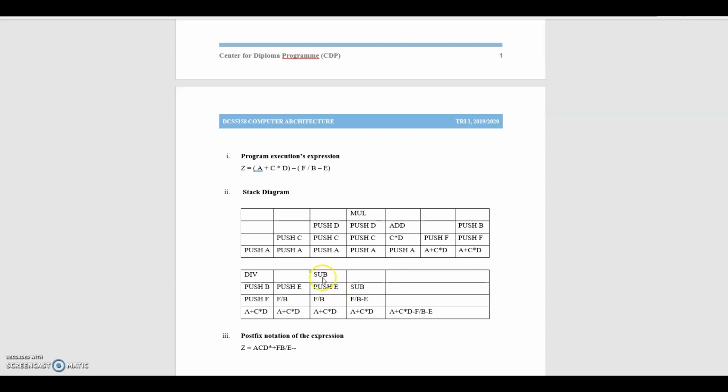Anytime we get an instruction, it will always begin with the bottom part and then subtract the upper part. So we will get F divide B minus E. The last one is we will subtract. That's why we leave this one at the bottom. So we will subtract A plus C times D, subtract F divide B minus E. So we will get our whole expression.